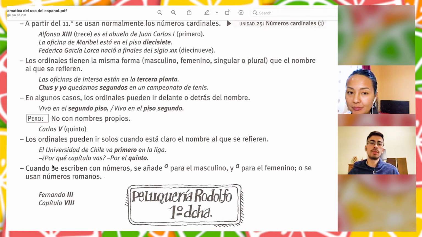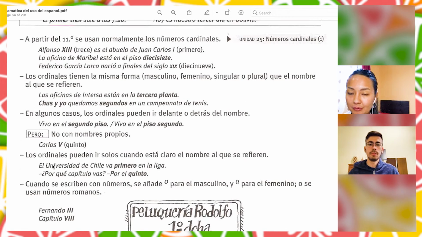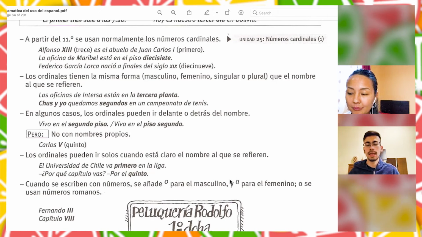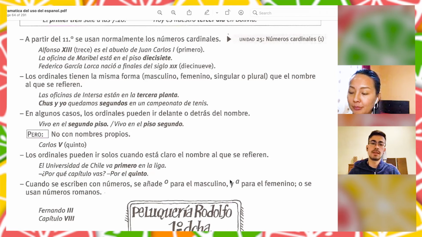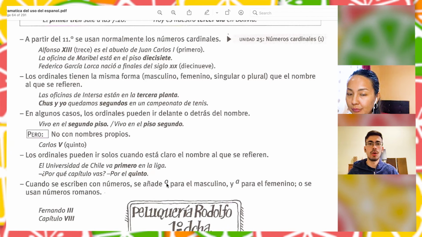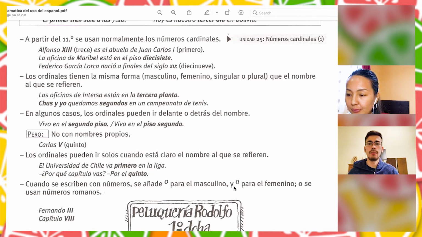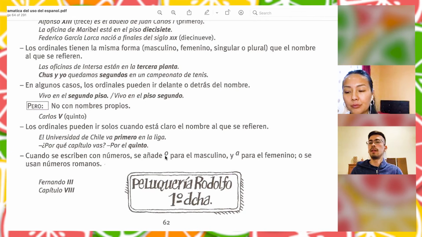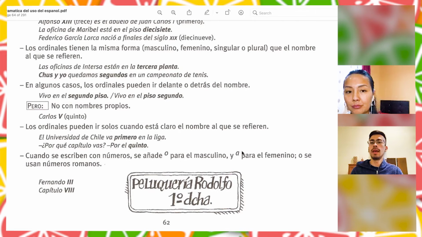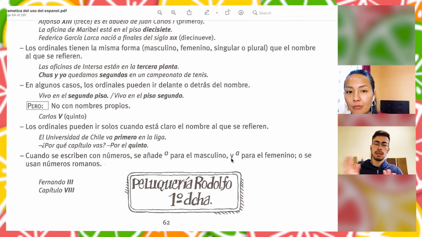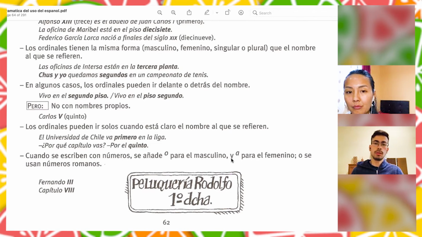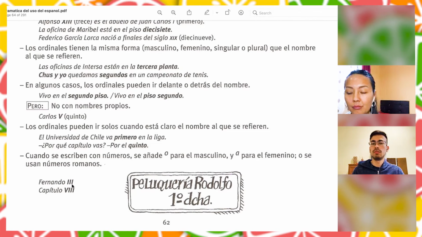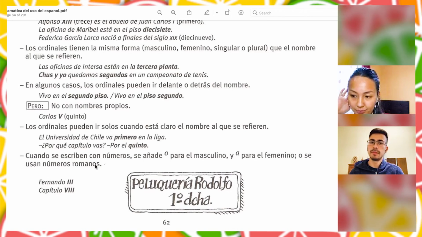So it's important to notice that we will add the O or the A to the numbers. It indicates if it's masculine or feminine, when we add the O or the A after the number. Okay, this is clear. So here we can identify these numbers if we have the O or the A, or we usually also write them in Roman numerals. For example, here, Fernando tercero. Yeah. Thank you. Very clear.